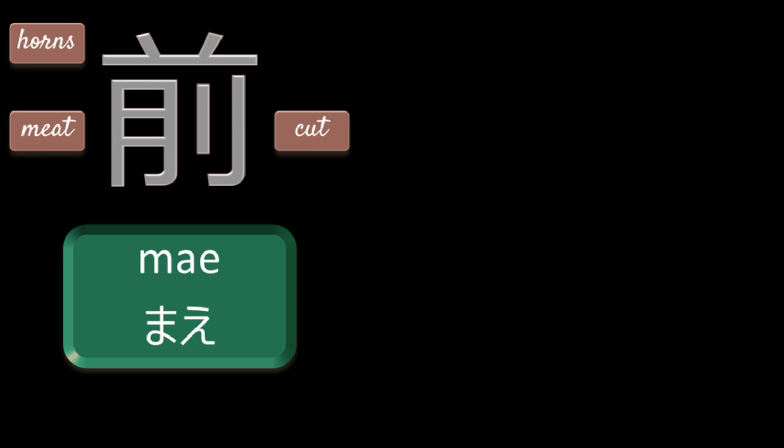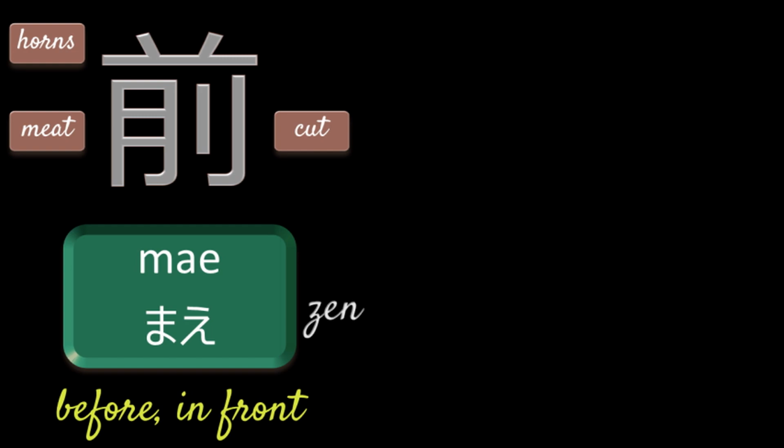Coming to the readings, the kun reading or the Japanese based reading of this character is mae, and it means before or in front. And the on reading or the Chinese based reading is zen, which is used in words like gozen, which means am or morning.